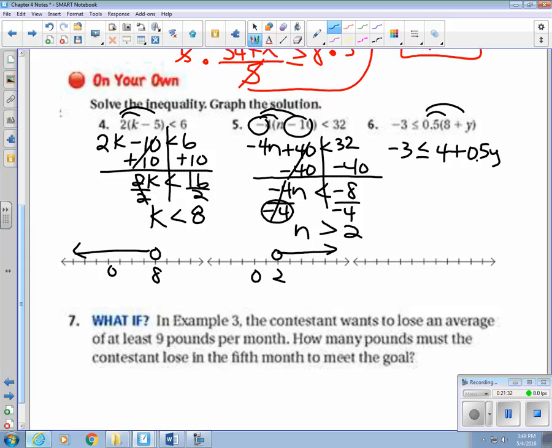So I've got to get y by itself. So this 4 right here I have to get rid of first. All right, to get rid of that positive 4, I'm going to subtract 4 on both sides.